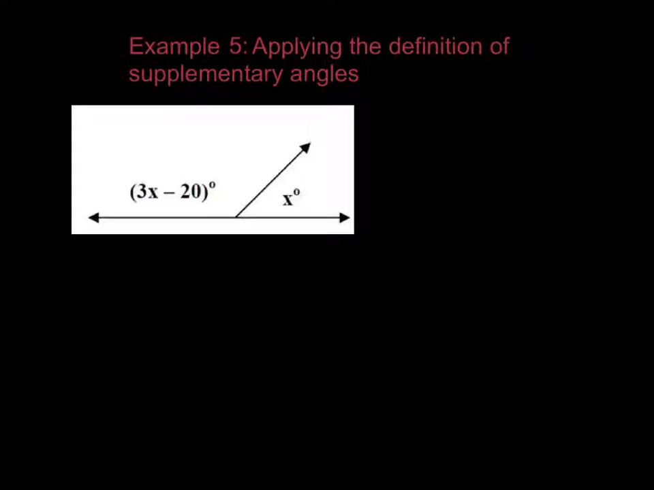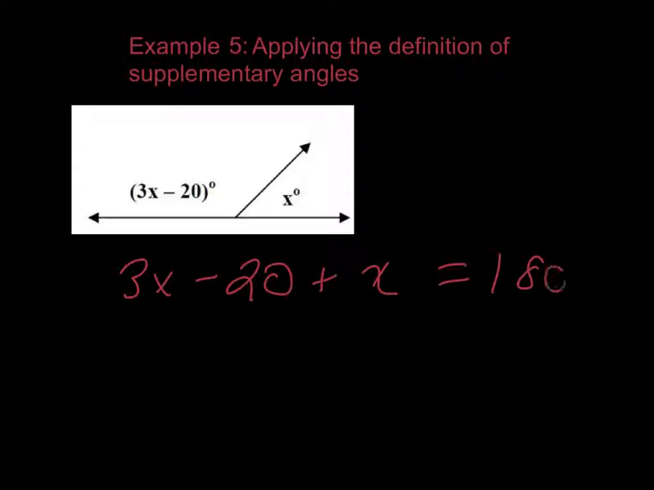In our final example, we're still looking at supplementary angles, and in fact, this is a linear pair. It's only complicated because the math is a little more complicated, but it's pretty similar to example 4. So we said if we know these are supplementary, their sum must equal 180, so we could write the equation that our first angle, 3x minus 20, plus our second angle, so plus x, must equal 180.